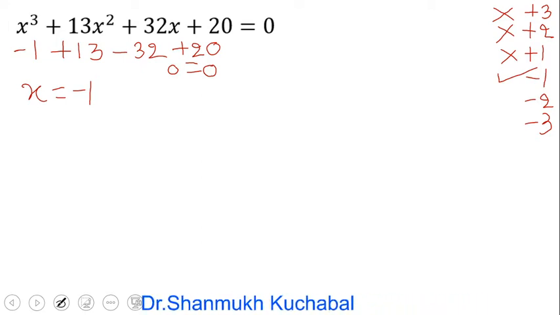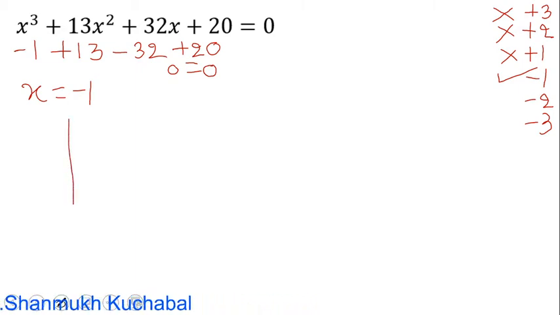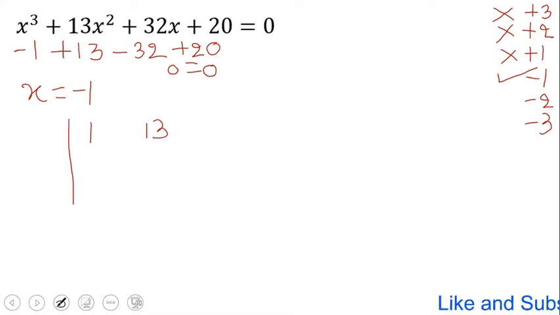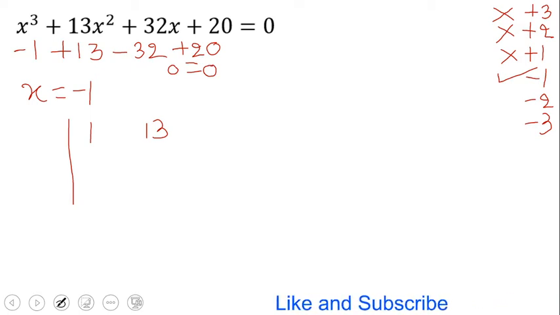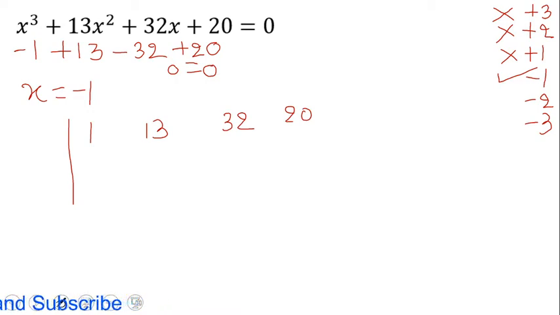Now we have to find the remaining roots, which is very simple. The x cube coefficient is 1, I have written; the x square coefficient is 13, I have written. If any term is missing, suppose x is missing, then we have to take its coefficient as 0. Here the x coefficient is present, it is 32, then the constant is 20. Further we observed that in this example minus 1 is one root. So I will take minus 1 over here.